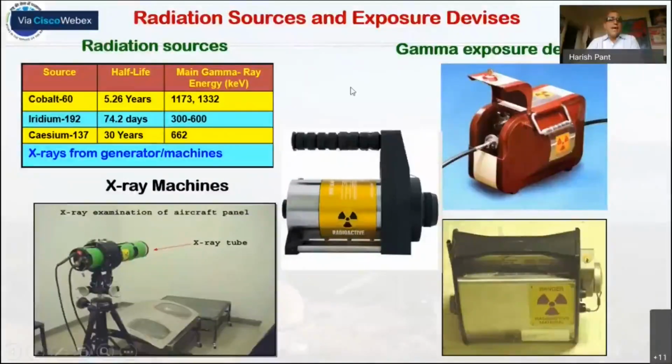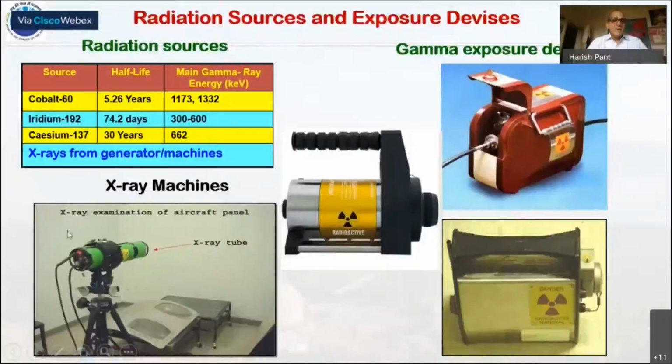Now you can see that for radiography, we use the cobalt 60 source again, which is used for radiometric scanning, and iridium 192 is also used, and cesium 137. These are the three commonly used radiation sources in radiography services. And also X-rays from generators or machines are used for radiographic inspection.